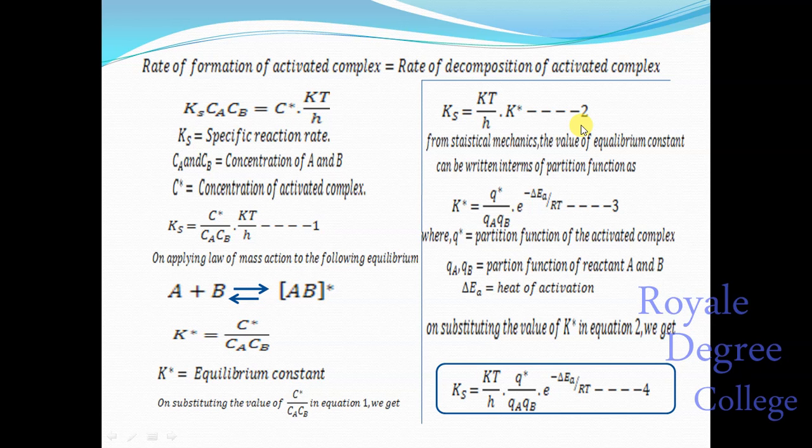From statistical mechanics, the value of the equilibrium constant can be written in terms of partition function as K star equal to Q star by Qa into Qb into e to the power minus delta Ea by RT. It is our equation number 3, where Q star is the partition function of the activated complex, Qa is the partition function of reactant A and Qb is the partition function of reactant B. Delta Ea is the heat of activation. On substituting the value of K star in equation 2, we get equation number 4.